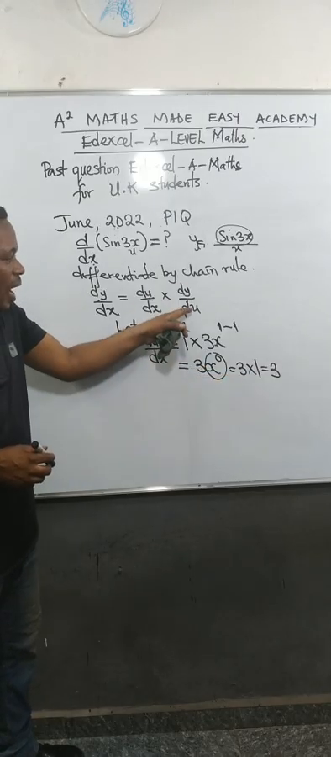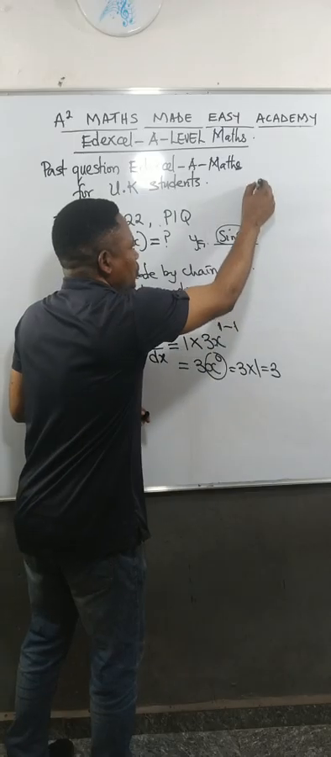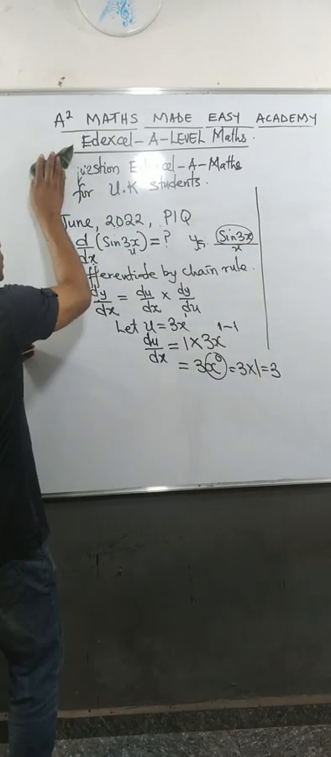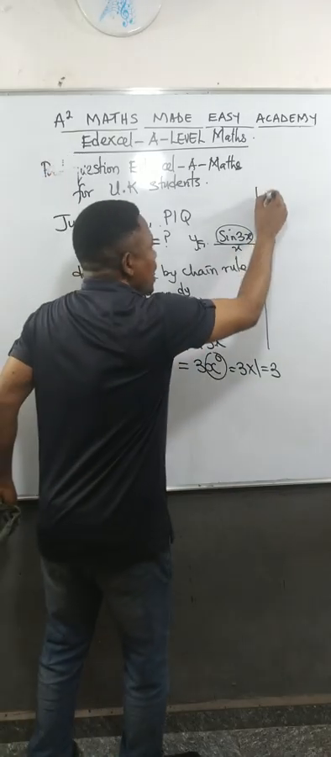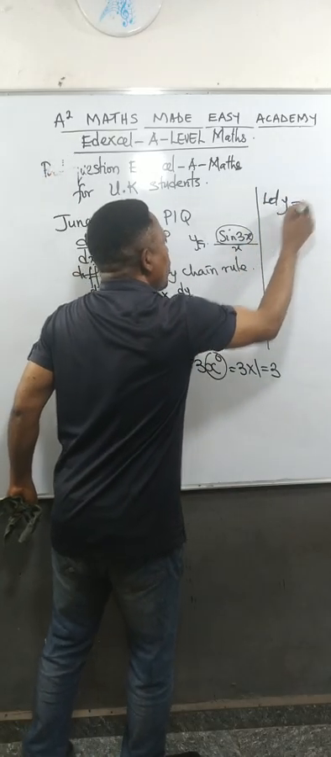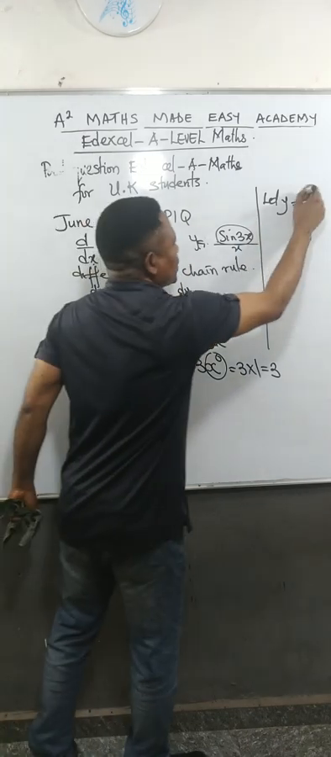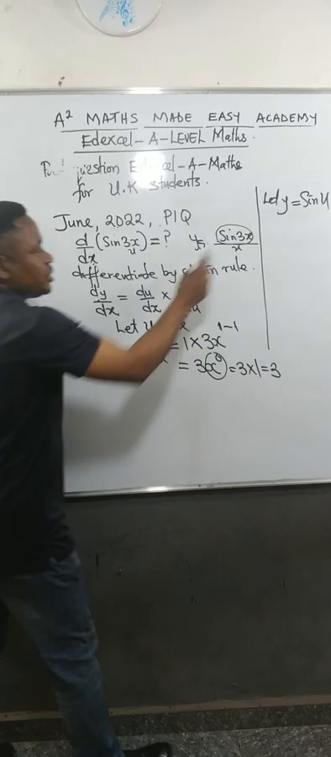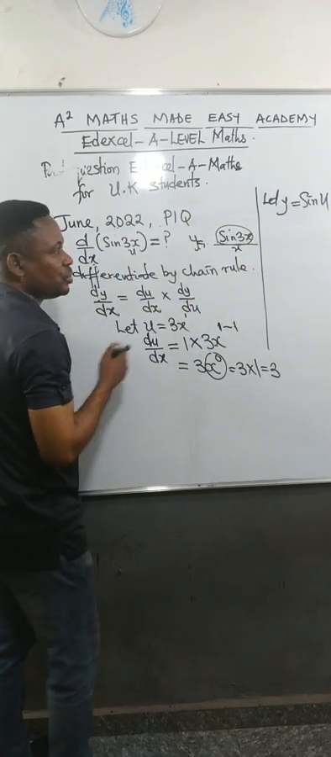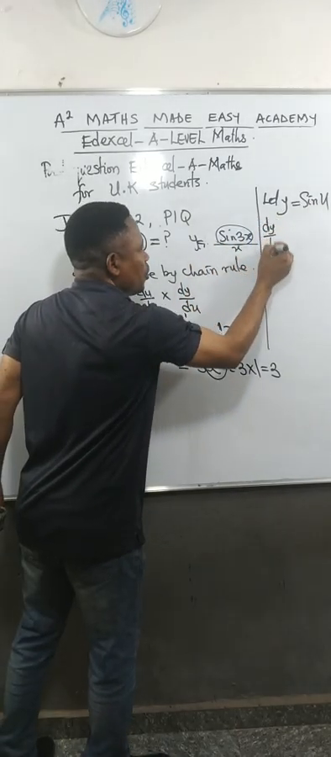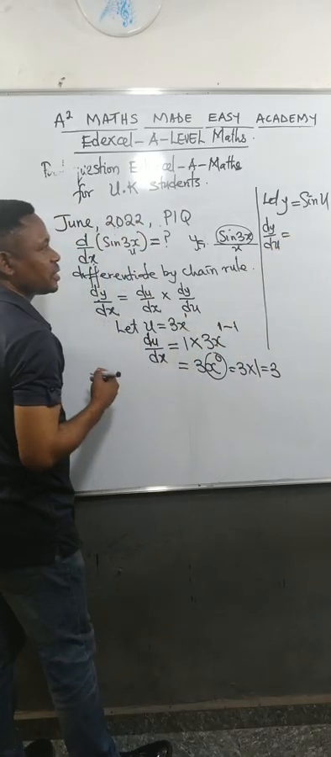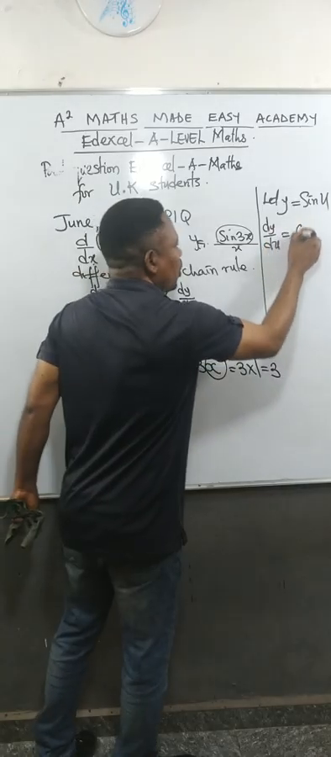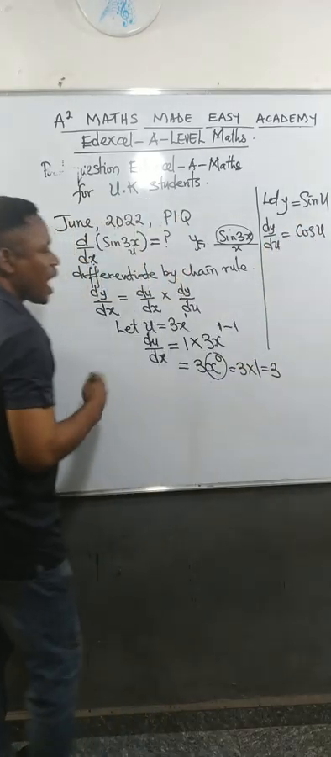Remaining dy/du. Then how do we get dy/du? I want you to watch. Now dy/du is very simple. We now say let y be equal to sin u, because already 3x is u. Then differentiate y with respect to u, and you get dy/du. Now what do we do next? Differentiate sin. Anytime you are asked to differentiate sin, the answer is always cos. Then cos u. I am done.